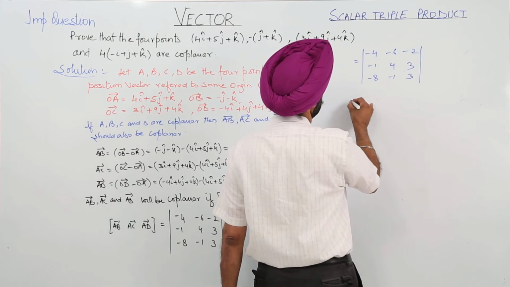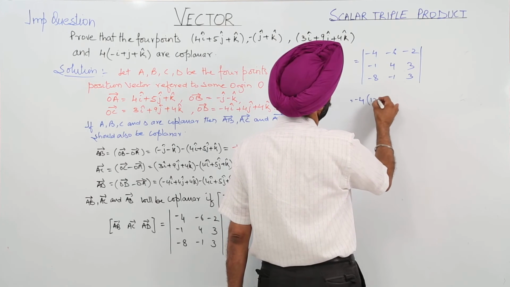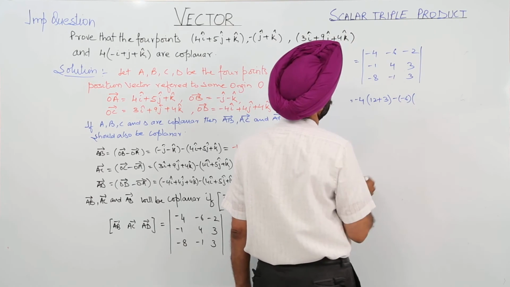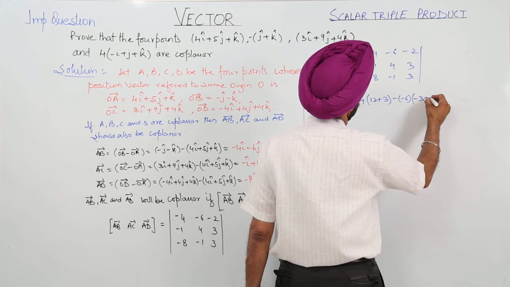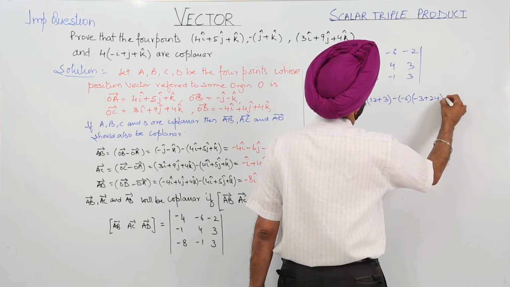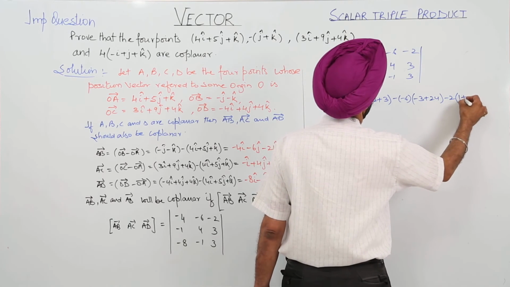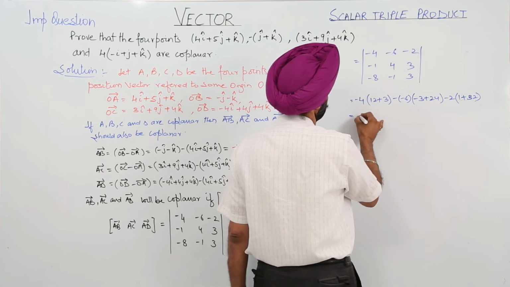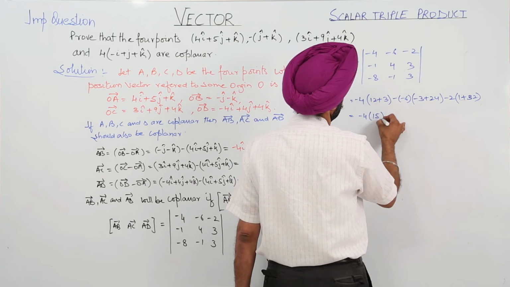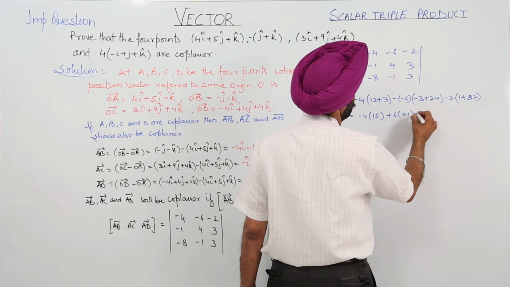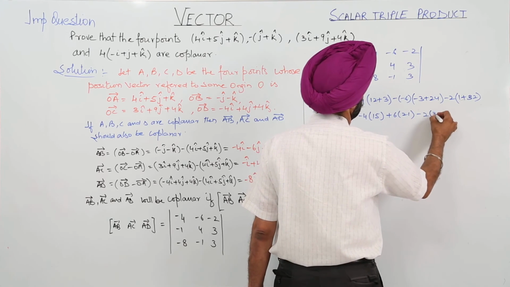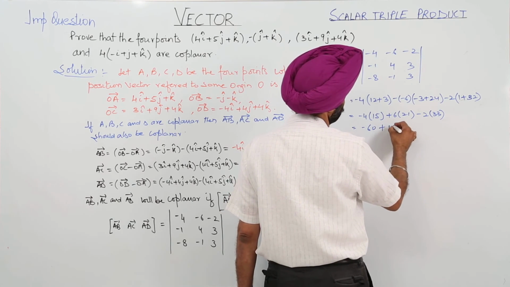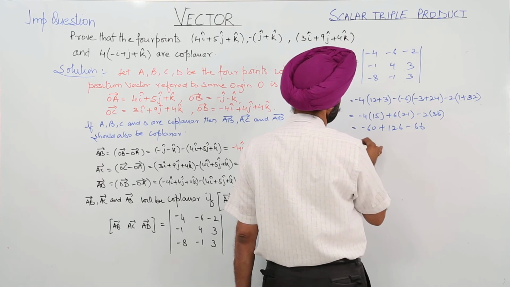Okay. -4 with 12 plus 3, minus -6 with -3 plus 24, -2 with 1 plus 32. -4 with 15 plus 6 with 21, -2 with 33. -60 plus 126 minus 66 is equal to 0.